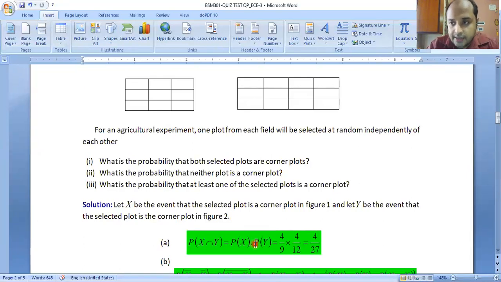Now you apply the classical definition of probability. Here the total outcome is 9. 9 plots are there, out of which you are going to select one corner plot. So there are 4 possibilities: this, this, this, and this. So I have written here 4 by 9. Similarly, for this selection, 4 corner plots are there: this, this, this, and that. So 4 out of 12. I have written here, and I multiplied, and we got 4 by 27. So question number 1 is pretty straightforward. It's an application of classical definition of probability.